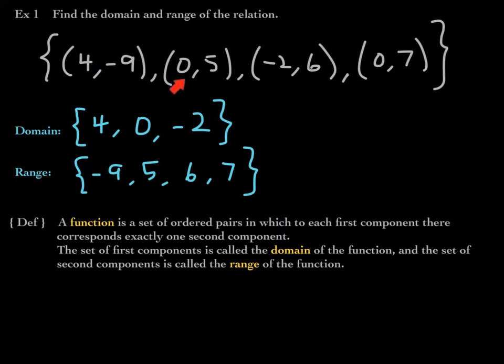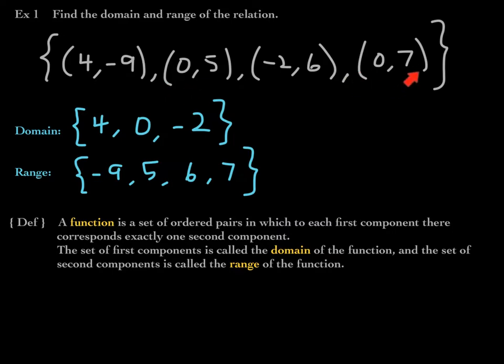Now, 0 corresponds to 5. In order for this relation to be a function, 0 cannot correspond with any other value other than 5. However, when you come down the road here, 0 also corresponds to 7. Now that's a problem if you want this relation to be a function. 0 cannot correspond to 5 and to 7 at the same time, right? Not for this relation to be a function, it cannot. This is a relation, but it's not a function because 0 is corresponding to 5 and 0 is corresponding to 7 as well.